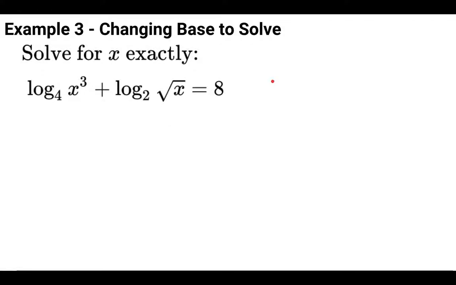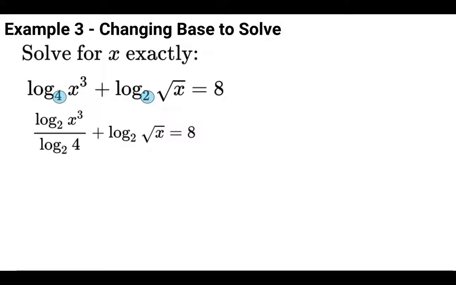In this example here, we would like to solve for x exactly. We're given a logarithmic function, and what you might notice is that these two logs have different bases. That's a bit of a problem, but we know how to change the base, so we can change this to log base 2 of x cubed over log base 2 of 4.